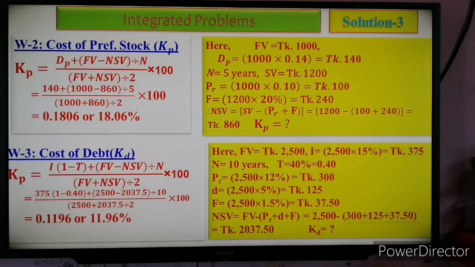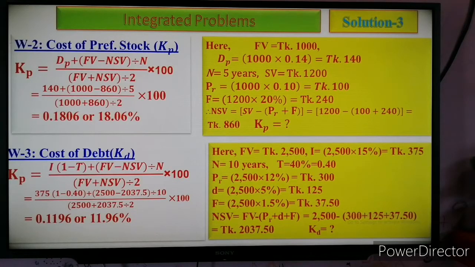Number 3, cost of debenture, you can write cost of redeemable debenture. As you know, debenture can be classified in 2 dimensions: one is called perpetual debenture, one is called redeemable debenture. This is the formula of cost of redeemable debenture: I(1 plus T) plus (FB minus NSB) divided by N, divided by (FB plus NSB) divided by 2, multiplied by 100.